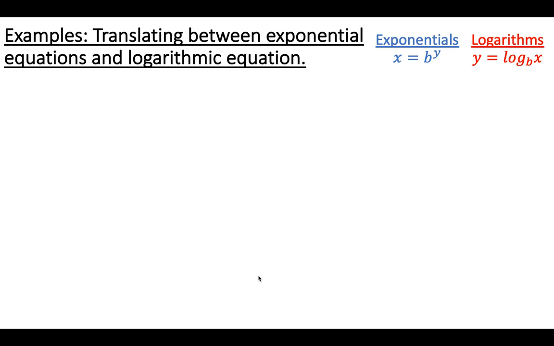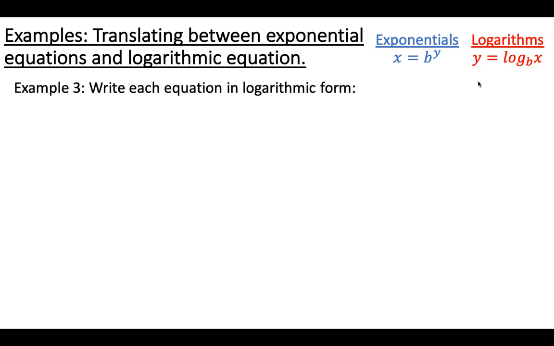Okay, but what we want to be able to do is switch back and forth between these two different ways to write this. We can write things as an exponential, like this one, x equals b to the y, or we can write it like a logarithm, y equals log b to the x. And we want to be able to take the blue one and translate it into the red one, or go backwards too. So first we're going to start with the exponential, and we want to be able to write it in log form. I'm going to do 2 examples of these.